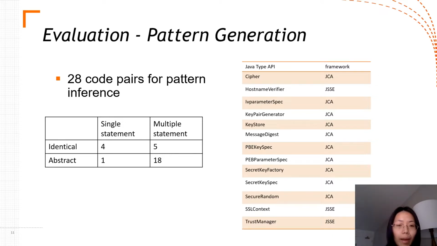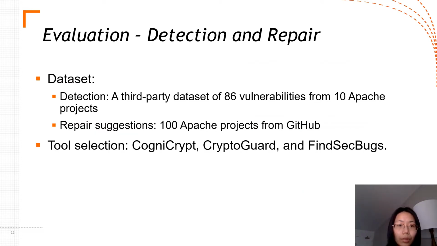We use the pattern set to further evaluate the detection and fix. To evaluate the detection capability, we leverage a third-party dataset which includes 10 Apache projects with 86 vulnerabilities labeled as ground truth. We selected 100 popular Apache projects which involve the APIs in our generated pattern set. We use this dataset to evaluate the effectiveness of the fix suggestions.